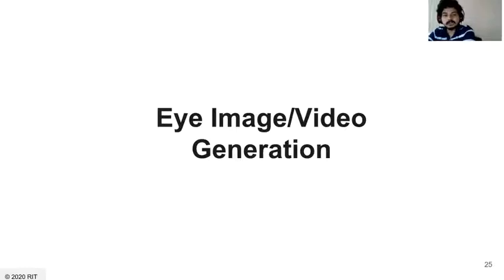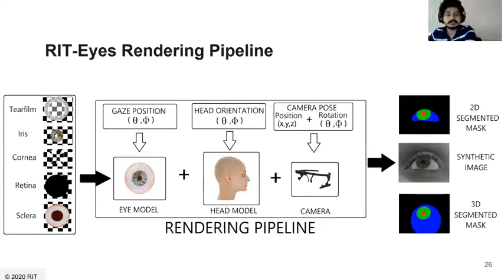Let's move on to the eye and image video generation platform. This is the RIT-Eyes rendering pipeline. There are three phases in this. The first phase is the texture phase, the second phase is the 3D position phase, and the last phase is the image generation. In the texture selection phase, you have to select the iris and the scalar textures. You also have to select the type of cornea that you need.